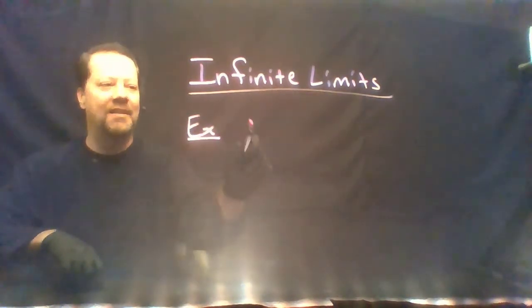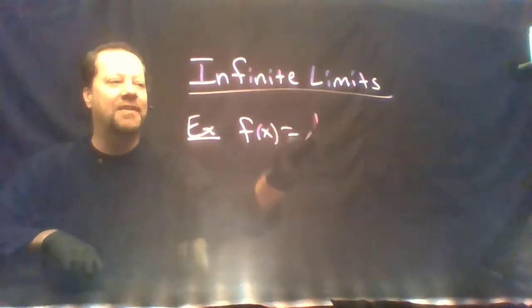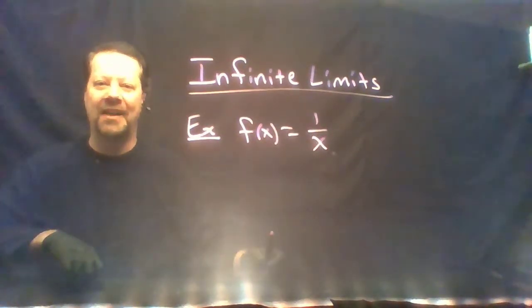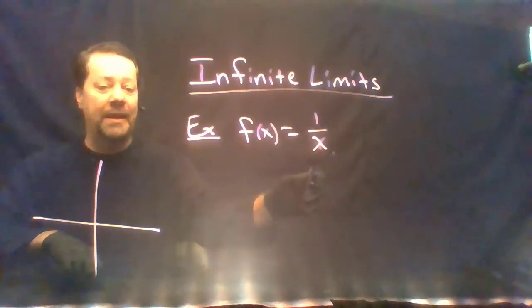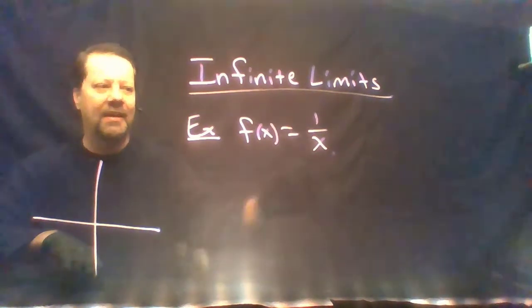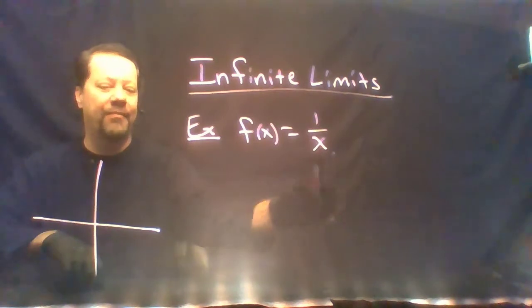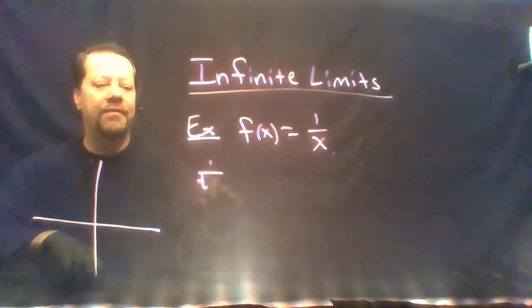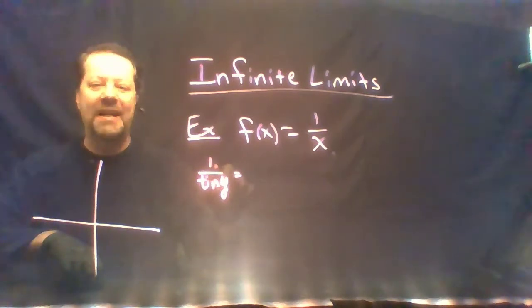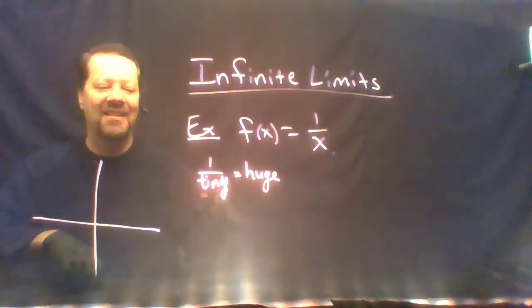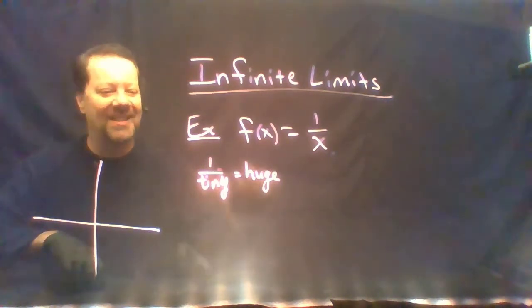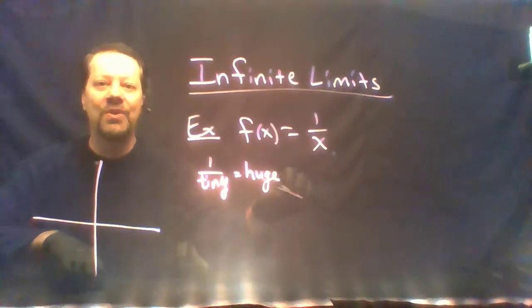I want to begin by looking at the function f of x equals 1 over x. The graph is simple enough. As x gets big, it goes to 0. As x goes to 0 from the right, you'll have 1 over very, very tiny little numbers. And as you know, if you divide by tiny numbers, you get huge numbers. Fundamental principle of mathematics is 1 over tiny is huge.